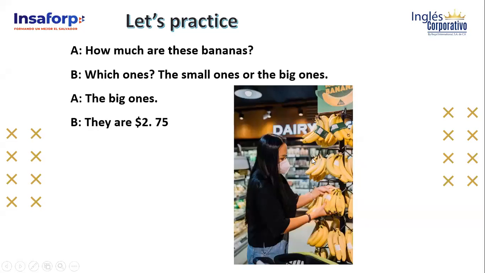I need volunteers to practice this small conversation. Who wants to? Let me see. I have Ili and Esmeralda Guadalupe. Thank you. Ili, you are A. Esmeralda, you are B. So let's start.